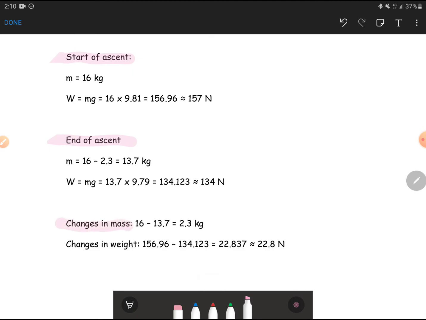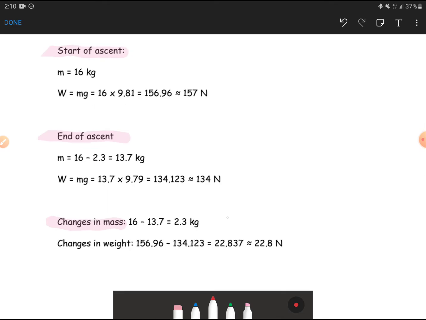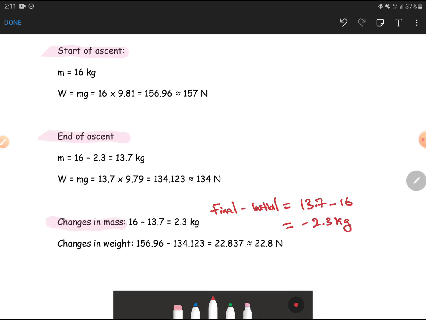So I take the starting, okay, I think there's a typo here. For the change in mass, what I should do is take the final mass minus the initial mass. It should always be final minus the initial. So the answer should be 13.7 minus 16, and you should get negative 2.3 kg. Sorry for the typo over here, there should be a negative sign. So please don't copy down the wrong answer.